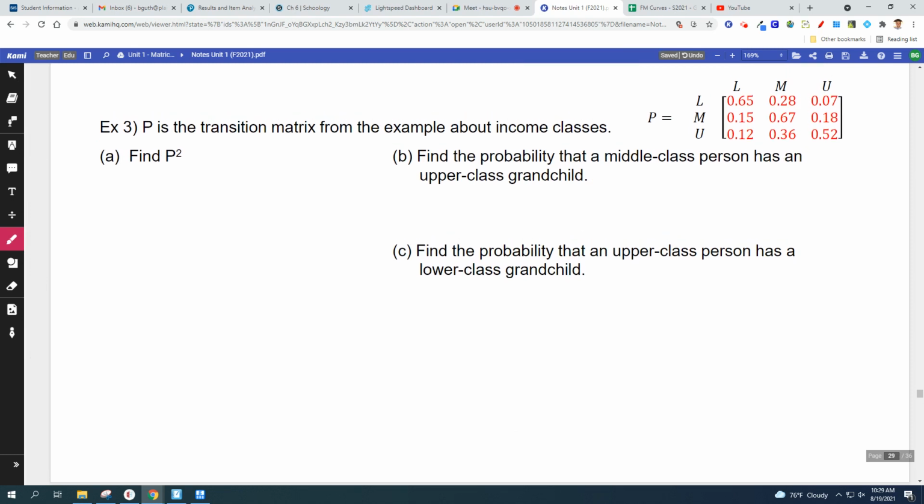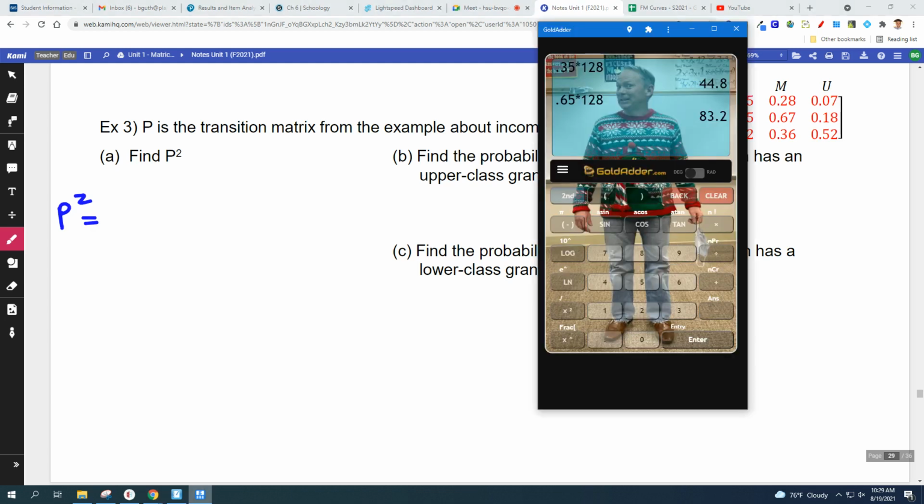Example 3 says P is the transition matrix from the example about income classes, lower, middle, and upper. All right, so you should recognize that. Example A says find P squared. I want P squared, and we could do it by hand if we took that matrix and multiplied it times itself, but I don't want to do that. So let's do a matrix calculator.